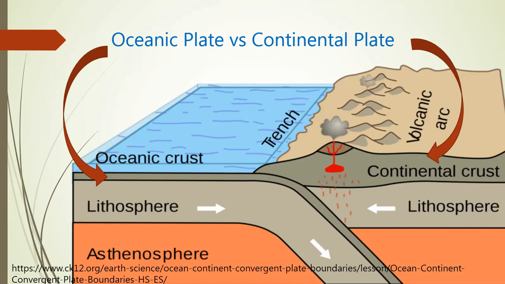So hopefully it's clear that the plates I will discuss are the two: we have the oceanic plate and the continental plate. The oceanic plate is denser, and the continental plate is less dense.